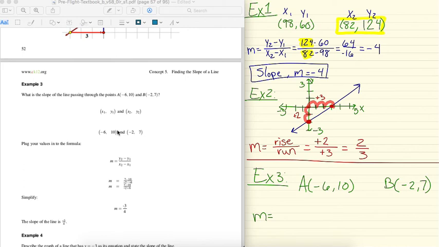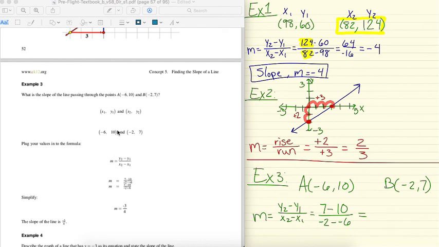Using the formula of y2 minus y1 over x2 minus x1, B is my second point, so the y-coordinate in my second point is 7, minus the y-coordinate in my first point, which is 10. The x-coordinate in my second point is negative 2, so I'm going to start with that in the denominator, minus the x-coordinate in my first point, which is negative 6. Be really careful with these negatives, okay? Making sure that you're not accidentally dropping the negative out. Making sure that you're still keeping that negative sign there with your number.